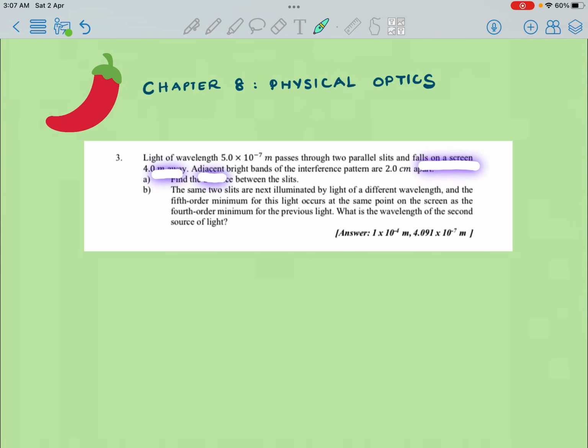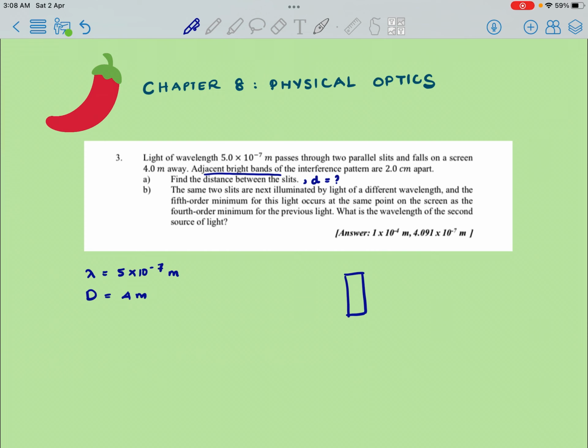So the adjacent, adjacent ni bersebelahan maksud dia, bright bands of the interference patterns are 2 cm apart. Okay, so find the distance between the slits. Okay, so find the distance between the slits adalah dia mau d kecil berapa. Okay, so kita write down all the information that we know. So lambda adalah 5×10⁻⁷ meter. Dia punya D besar adalah 4 meter, and then the adjacent bright bands of the interference patterns are 2 cm apart.